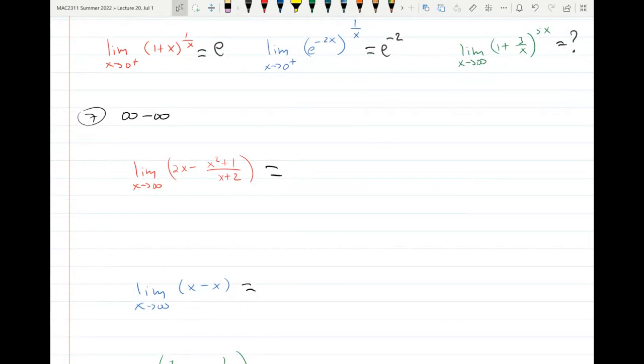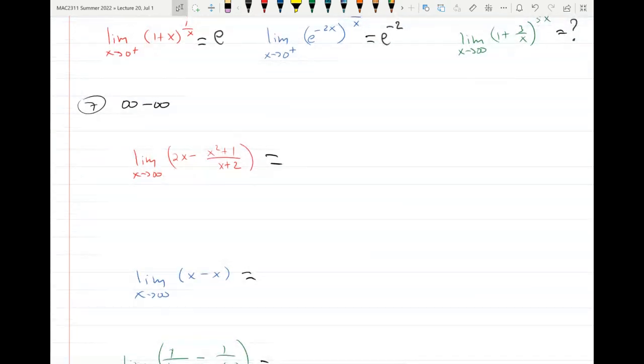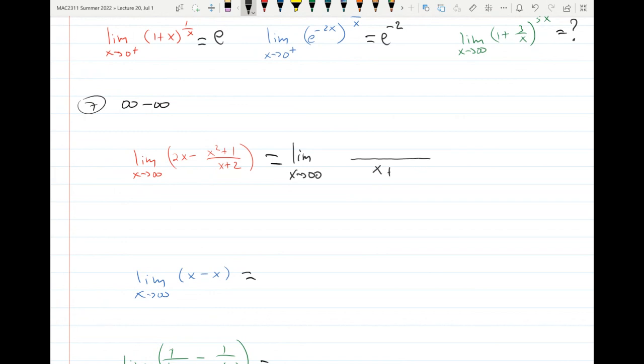And then finally, we have infinity minus infinity. Okay? So it's the difference of two expressions, each of which gives you infinity. So for example, here we have a red limit. If we want to calculate this, what we should do is combine like terms and just subtract the two things. So let's see, that's 2x times x plus 2 minus x squared plus 1.